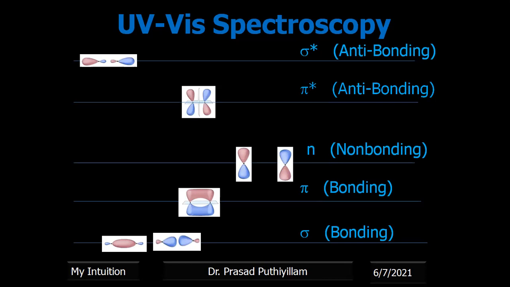Higher energy level means less stable, and a lower energy level for sigma means more stable. Therefore, the sigma bond is the most stable. Then, with a little lesser stability comparatively, is pi. Then non-bonding, that is n.